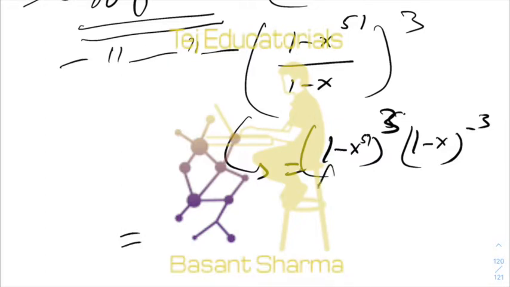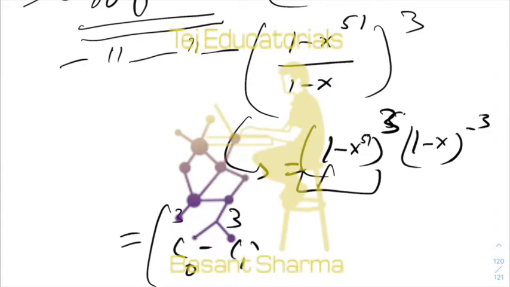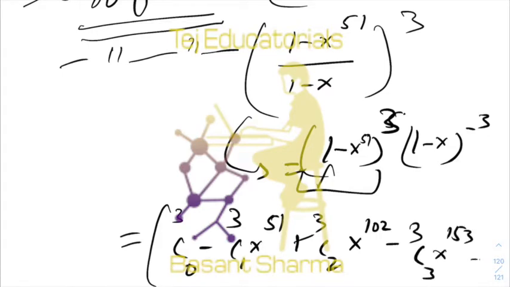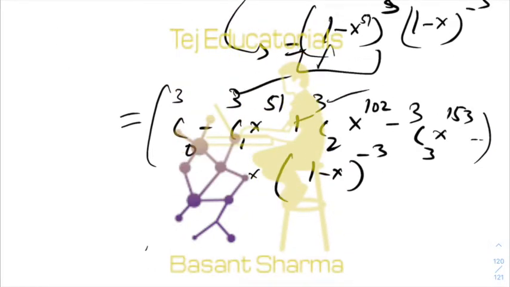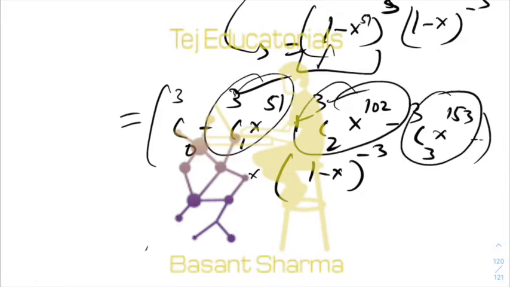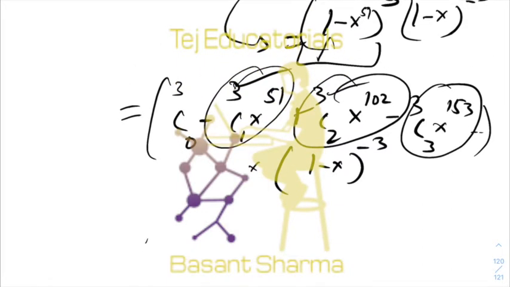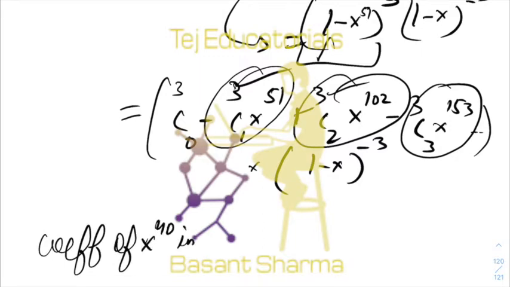Now if you expand this using the binomial, this is 3C0 minus 3C1 x to the power 51 plus 3C2 x to the power 102 minus 3C3 x to the power 153 and so on, into (1 minus x) to the power minus 3. These other terms are all irrelevant because their power is more than 40. So the only thing we want is the coefficient of x to the power 40 in 3C0 into (1 minus x) to the power minus 3.